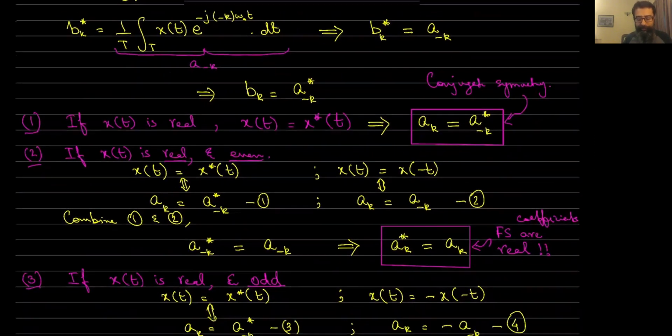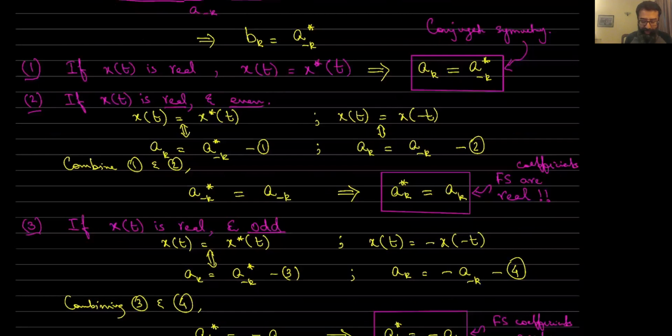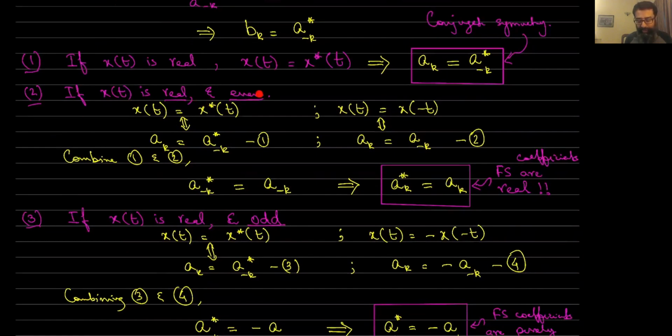On top of that, if x of t is real and even, not only do the Fourier series coefficients satisfy the conjugate symmetry property, but they're also symmetric. So a k equals a of minus k. And if I combine them together, I can conclude that a k conjugate is just a k. That means the Fourier series coefficients are real.